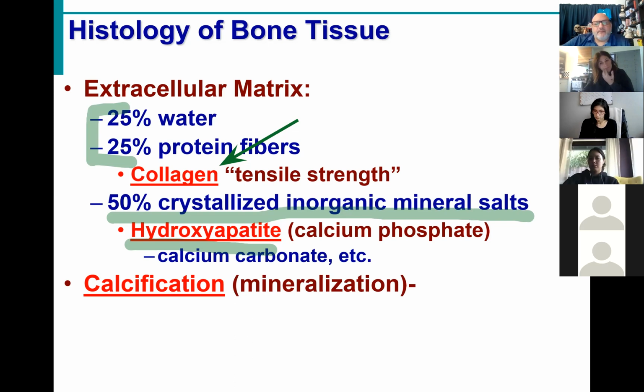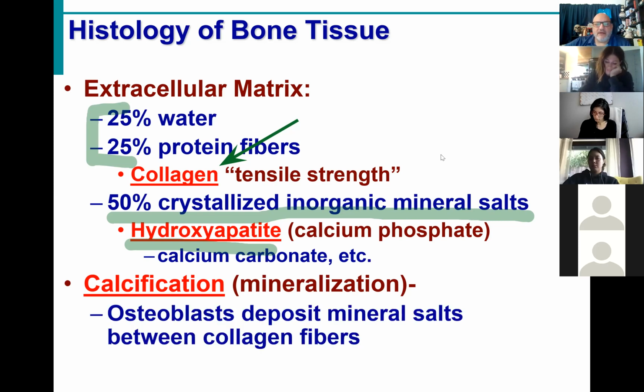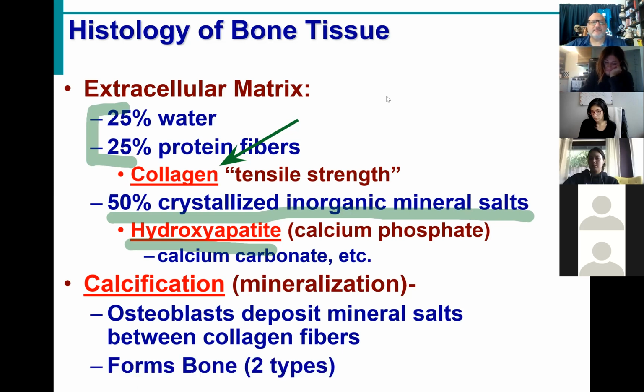So this process of making bone is what we call calcification or mineralization. Again, these osteoblasts take these calcium crystals, the calcium phosphate, the calcium carbonate, the manganese, and all this, and deposit it on those collagen fibers, making those layers of matrix. And when they do this, as we talked about in the last class, they form two different types of bone.